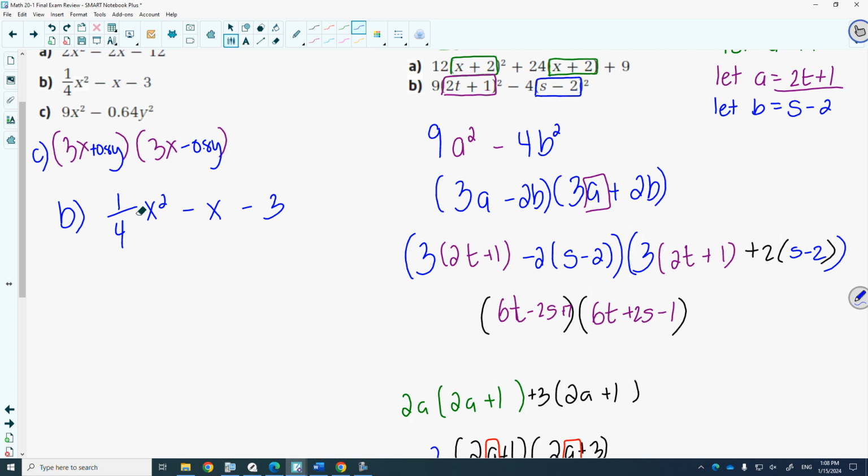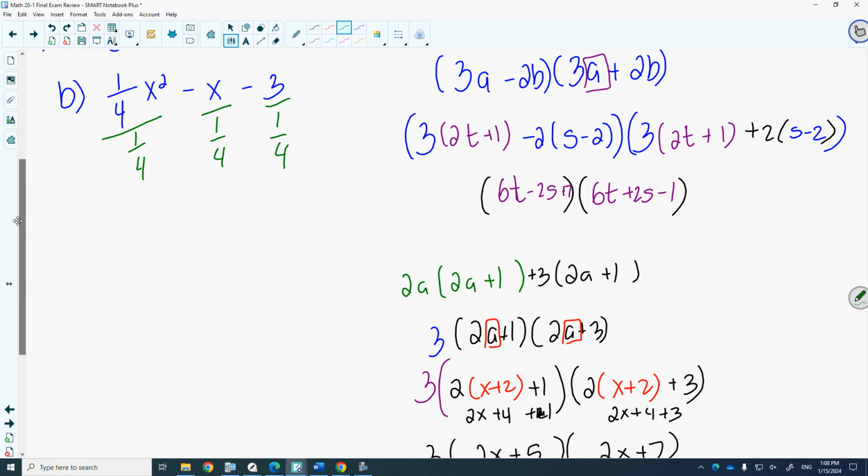How do I get my a value to be a 1? What do I divide out? Get rid of that quarter, right? 0.25, get rid of it. Let's factor out 1 over 4. So that's a GCF. GCF out 1 over 4. A quarter divided by a quarter is 1x squared.